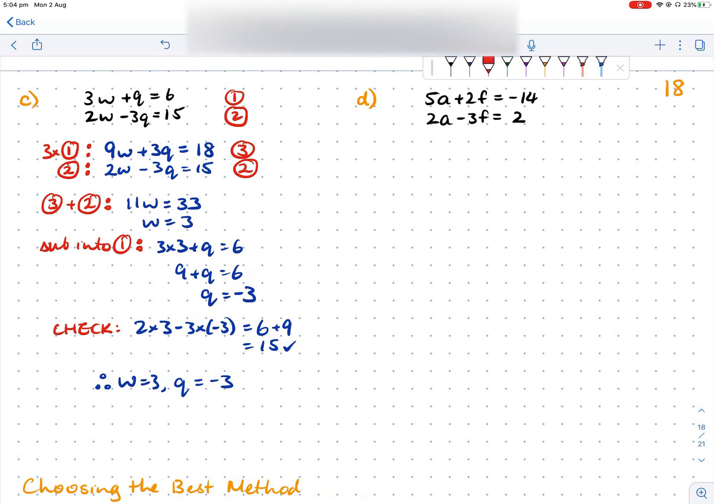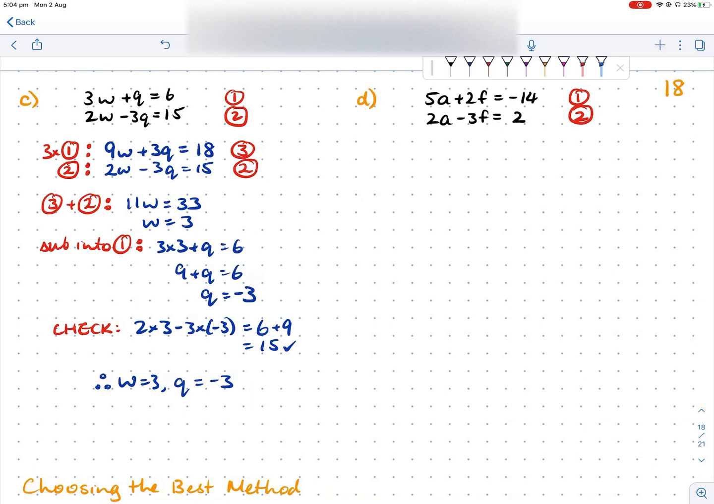All right, question D. So label your equations. Now, when we're looking at these ones, if we look at the A's, we've got a coefficient of 5 and a coefficient of 2. So they're different, so that's not going to be much use. But when we go to look at the F's, they're different as well. So what we'll need to do is choose one of them to eliminate, and we will need to transform both of those equations.